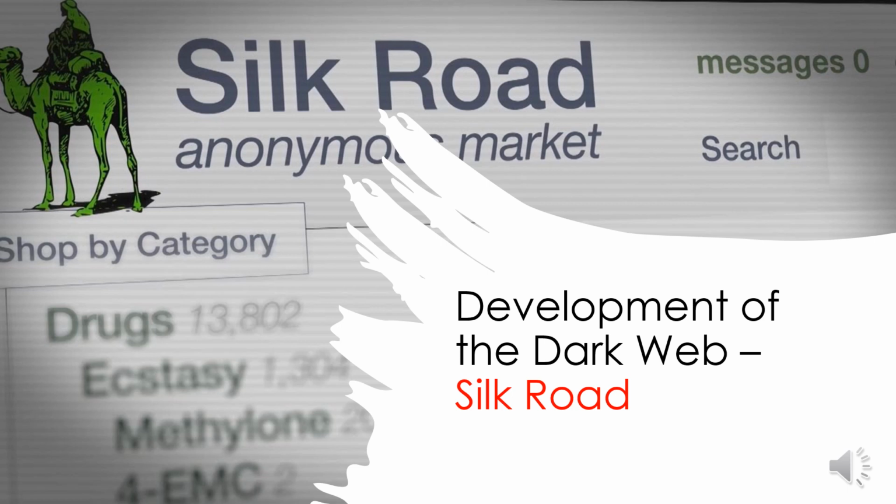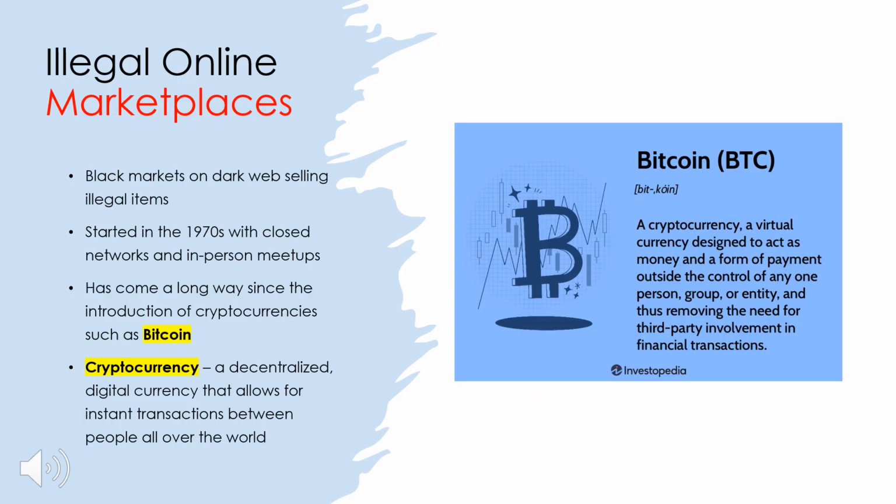Okay, in this section we're going to be talking about illicit marketplaces, and we are going to talk about the Silk Road. What are black markets? Well, basically they're marketplaces that sell illegal items, such as guns or drugs. These can be traced back to the 1970s with closed networks and in-person meetups. Obviously, they have come a long way since then, with the evolution of the internet and the introduction of cryptocurrencies, such as Bitcoin.